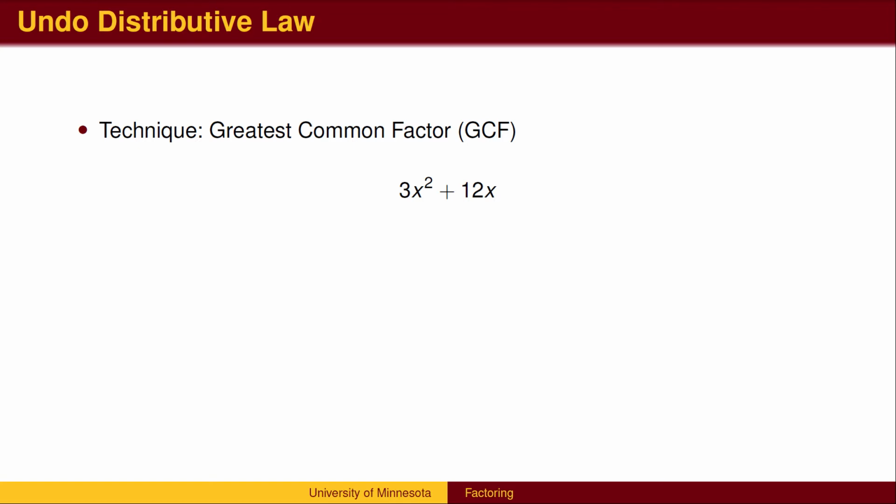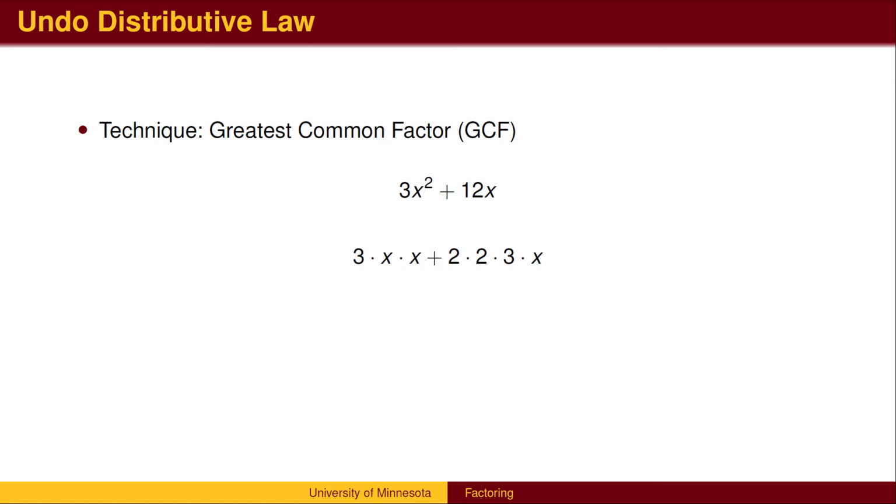We might have a factor of 2 in both terms. 12 is an even number, so 12x has a factor of 2. But 3x squared does not. You may have noticed that both terms have a factor of 3, since 12 is 3 times 4. Is there anything else? Yes, both terms have the variable x. The 3x squared term has 2 factors of x. Recall that x squared is x times x. The 12x term has 1 factor of x.